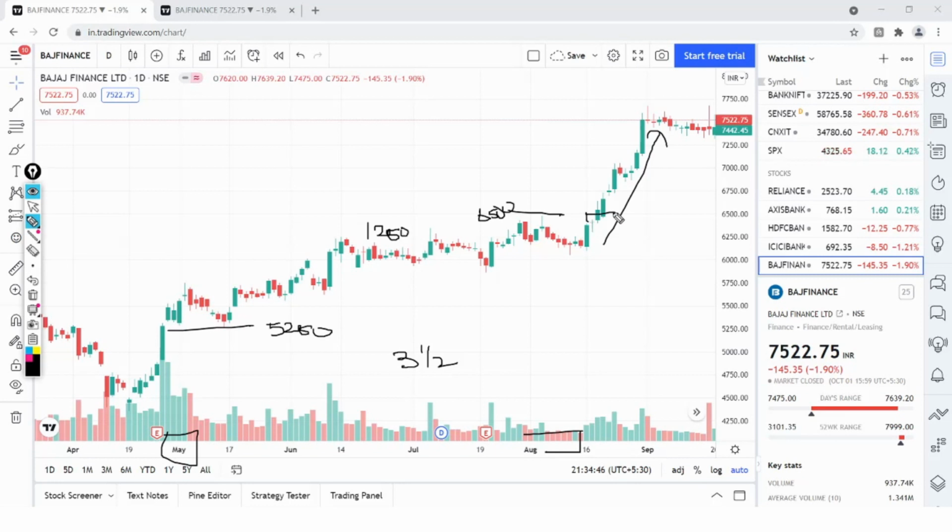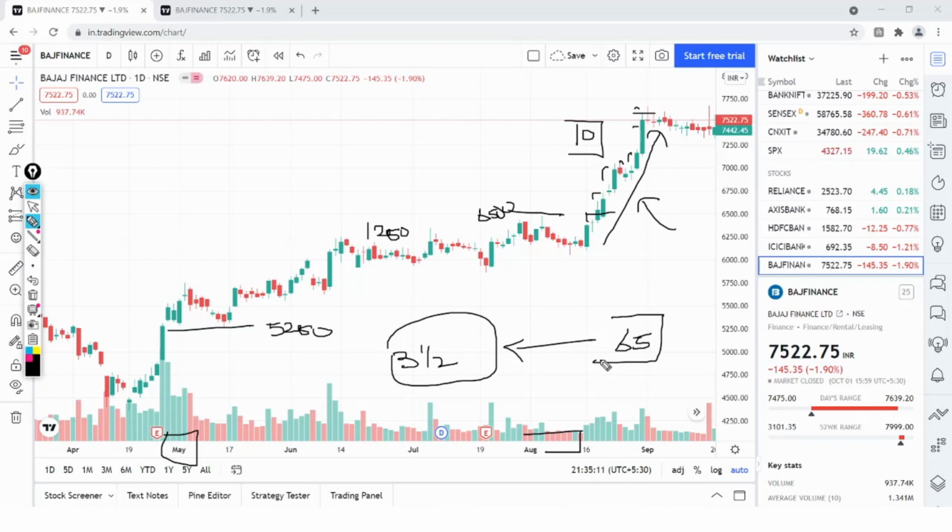Here, from this point 6,500 to 7,500. How many trading sessions? 2, 4, 6, 8, 9 to 10. 10 days, just 10 trading sessions. Here 3.5 months. This took 10 trading sessions. In those 3.5 months, you would probably have got more than 60-65 trading sessions approximately, even if there were some holidays, whatever, 60-65 trading sessions.